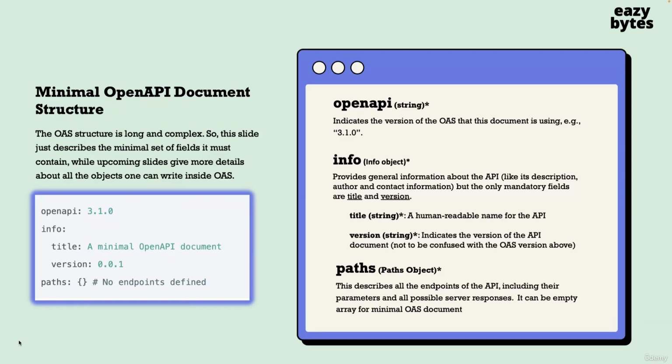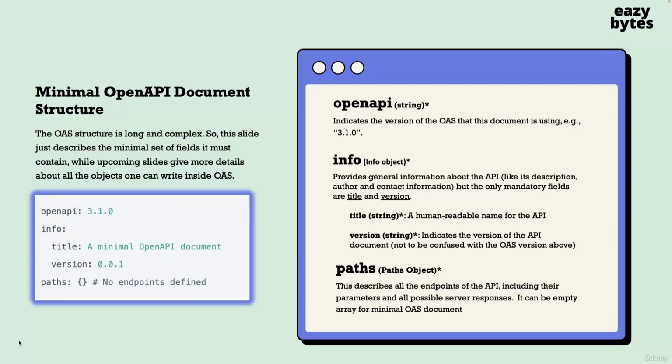The next mandatory root element is info. Info is an object. Using this info object, we can define information like an introduction about your APIs. What is the purpose of your APIs? What is the business that you do? What are the functionalities that are supported by your APIs? All those kinds of information we can write with the help of the info object.